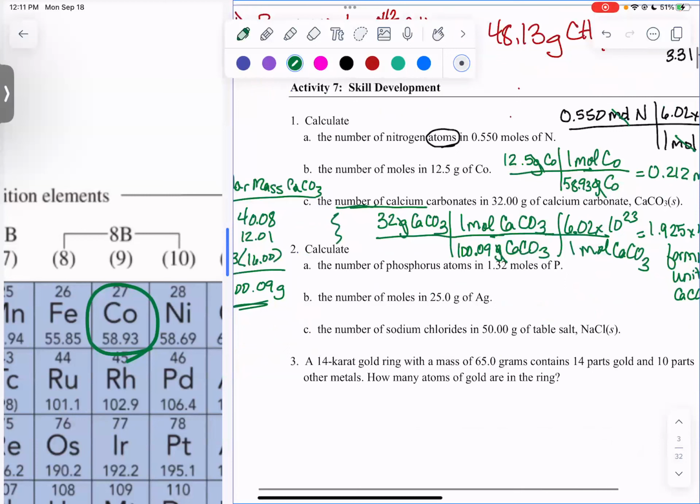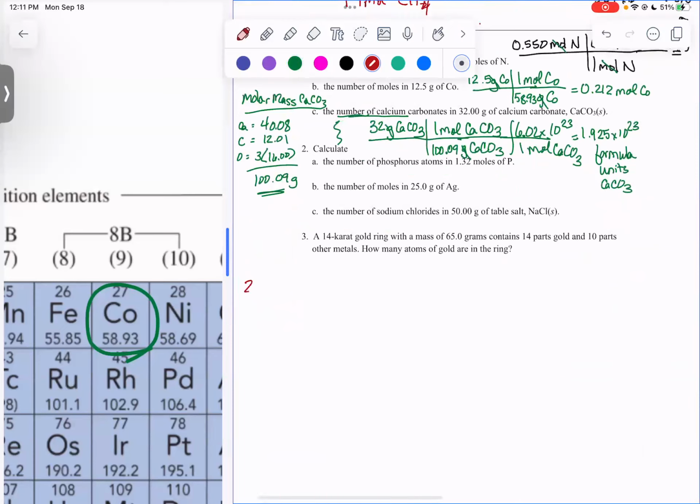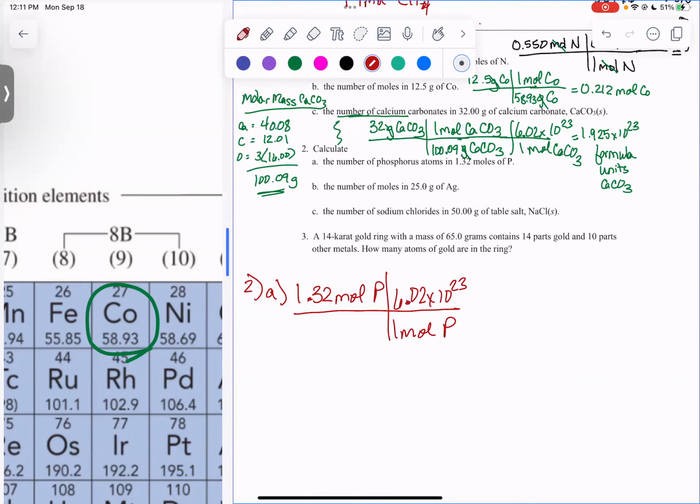All right, let's see. The number of phosphorus atoms in 1.32 moles of phosphorus. Okay, let's see. Maybe I should come down here. So this is number 2. So A, 1.32 moles of phosphorus. And I know I got to get rid of moles. So in 1 mole, I have 6.02 times 10 to the 23rd. And in this case, it's going to be atoms of phosphorus.